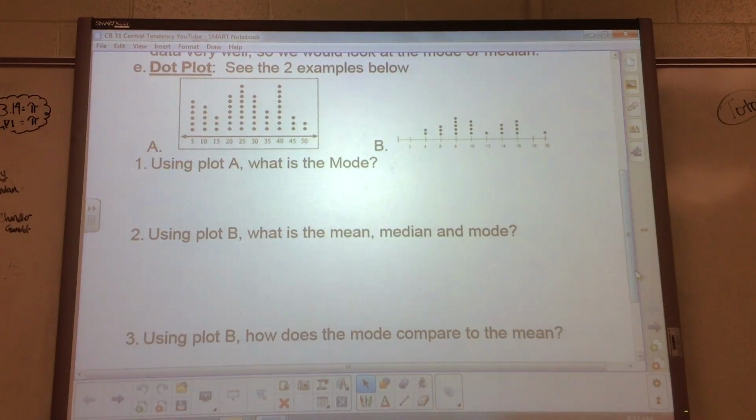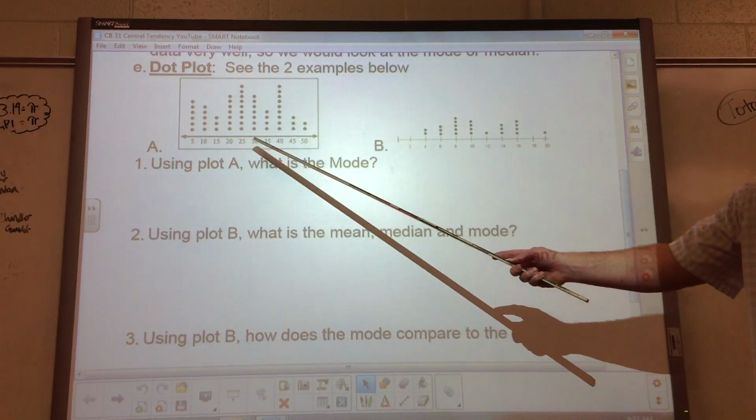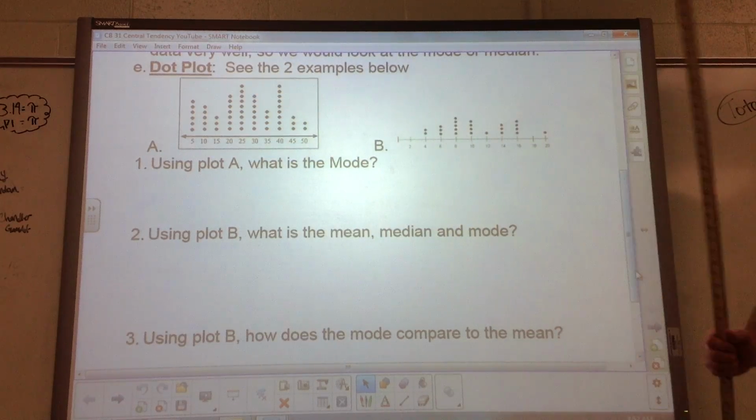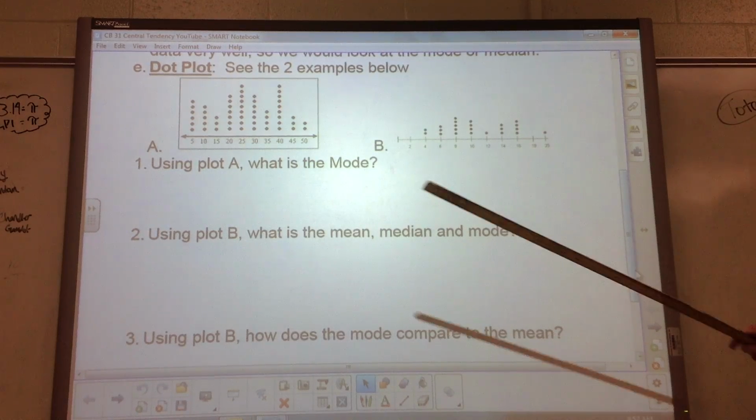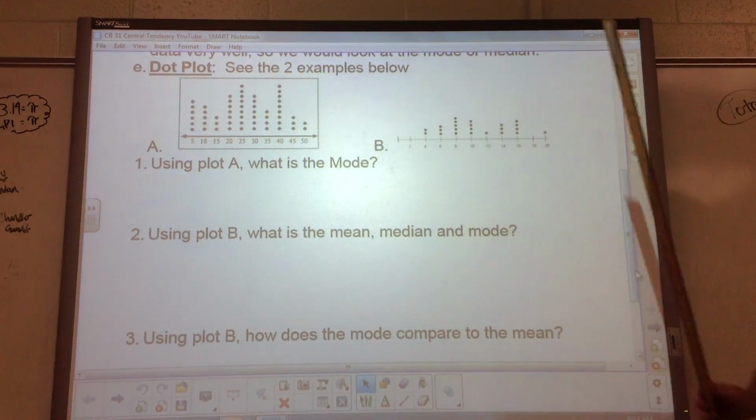So for example, using plot A, what is the mode? Well, which one of those occurs the most? It looks like 40 and 25. Well, Mr. Camp, there's 2 of those. What do I do? Do I add those up and divide by 2? No, you do not. It is possible, like I said before, to have 2 modes. It's possible to have 10 modes. All right, these numbers occur the most, so this is the mode.